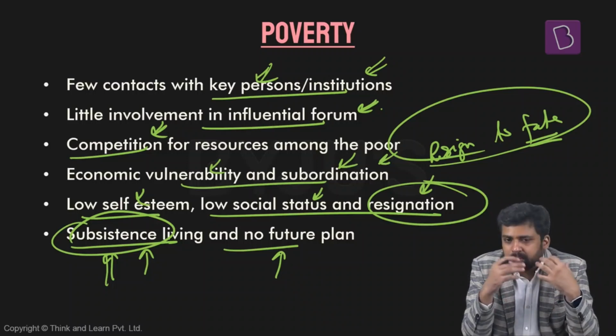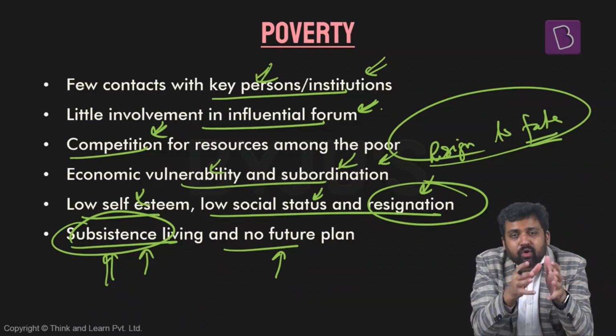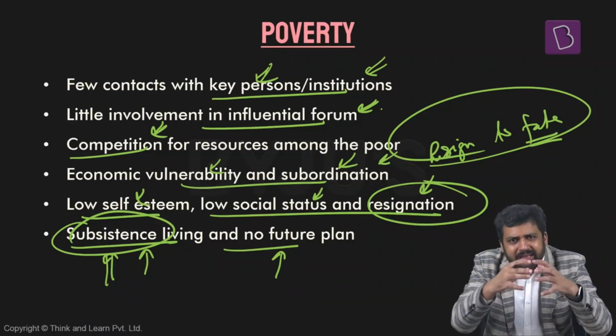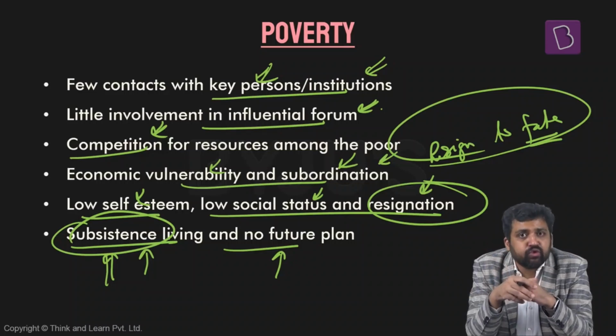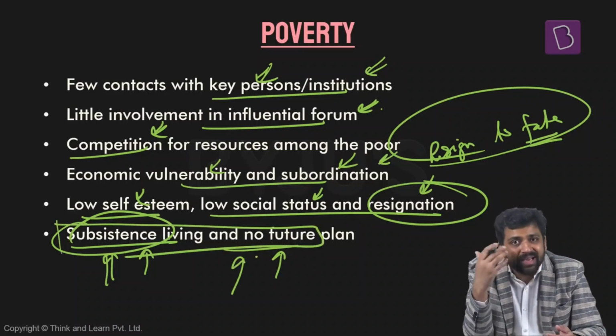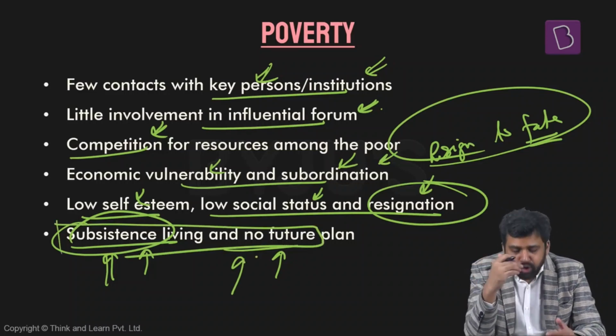They don't know whether their children will be able to have some food and they will not be sleeping on an empty stomach tonight. So their focus is on gathering those basic requirements, which basically consumes all their cognitive resources, which makes it difficult for them to have future plans. Right? So the focus is primarily on subsistence living, which restricts their capacity to have future plans. So this is how poverty looks.